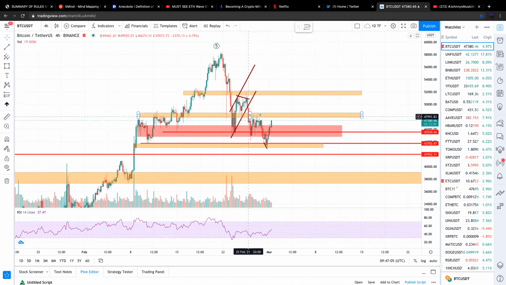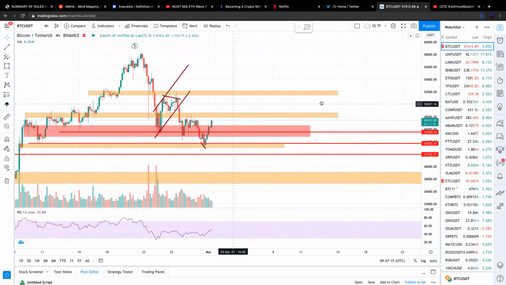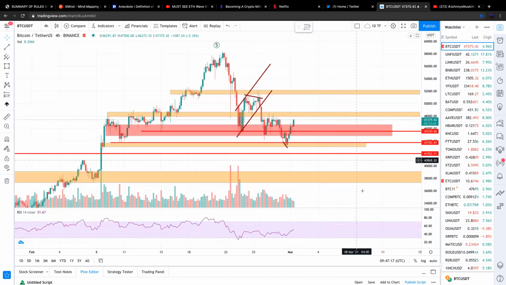So what we are looking out for, of course, is this place that has restricted us for some time. Breaking this, we are going to the likes of $55,000. All right, but let's take it one step at a time. So I'm not sure if you are in Bitcoin, but don't forget the trades we are in.